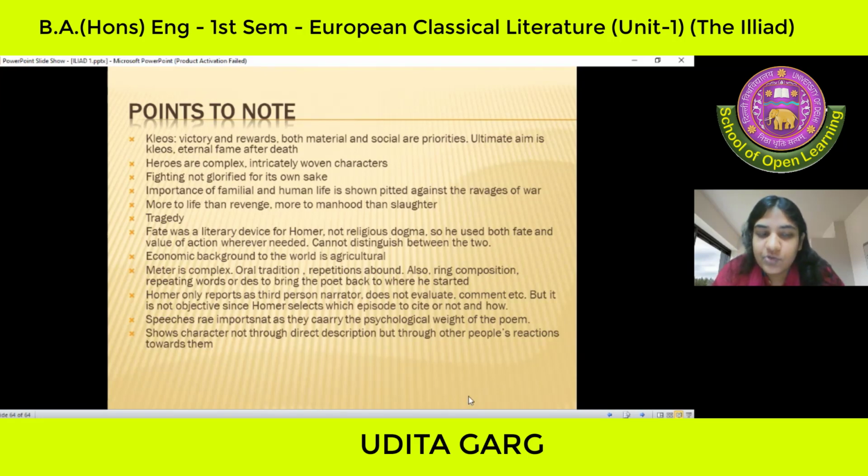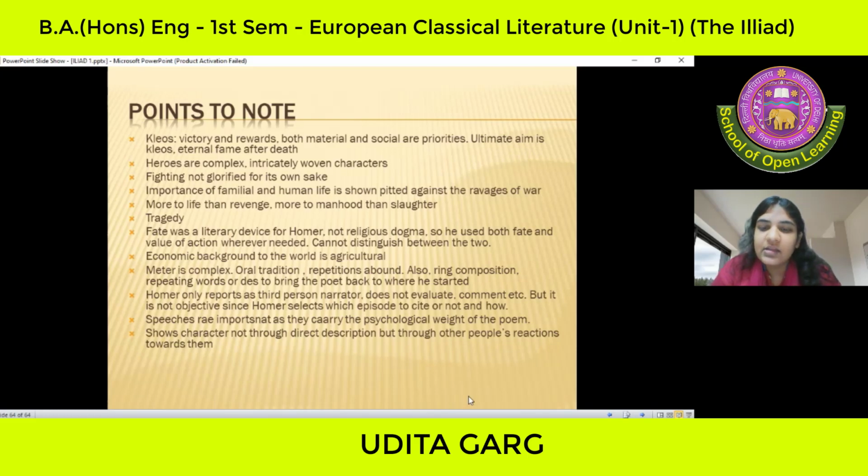But just to put it down in their words again, Homer says that he's only reporting what events have happened, but we also have to remember that he's the one selecting what event he wants to talk about. He's the one selecting how he is going to talk about those specific events. So of course the narration is a third person narration, where he's reporting things, but we cannot say that it is entirely objective.